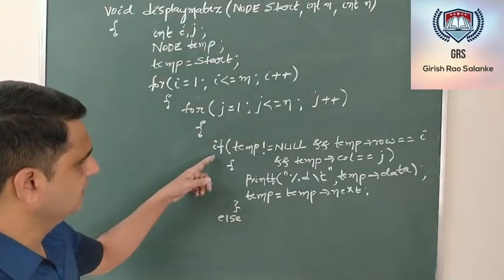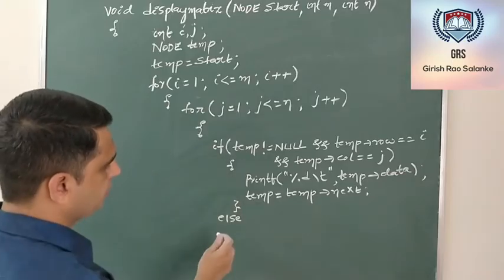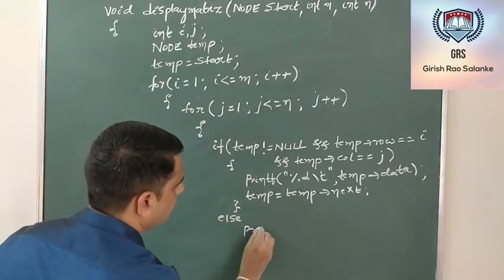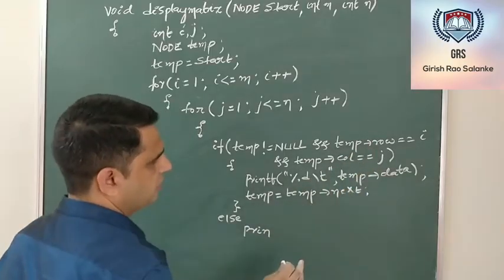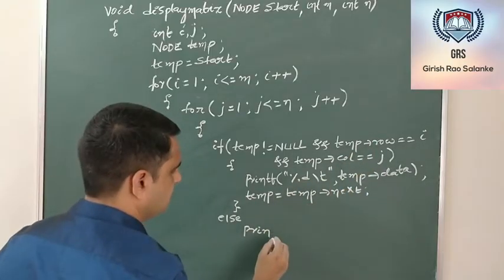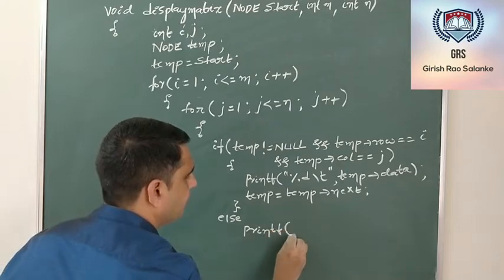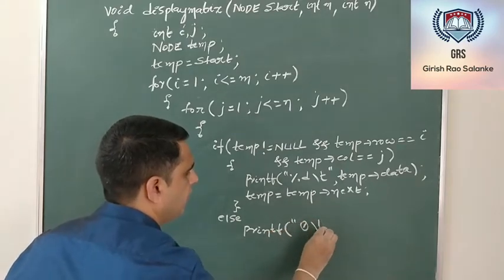If it is a 0, then I have to display 0. Else printf if this does not match. If temp of row does not match with I and temp of column does not match with j, then it implies that it is 0. Print 0, a tab space.